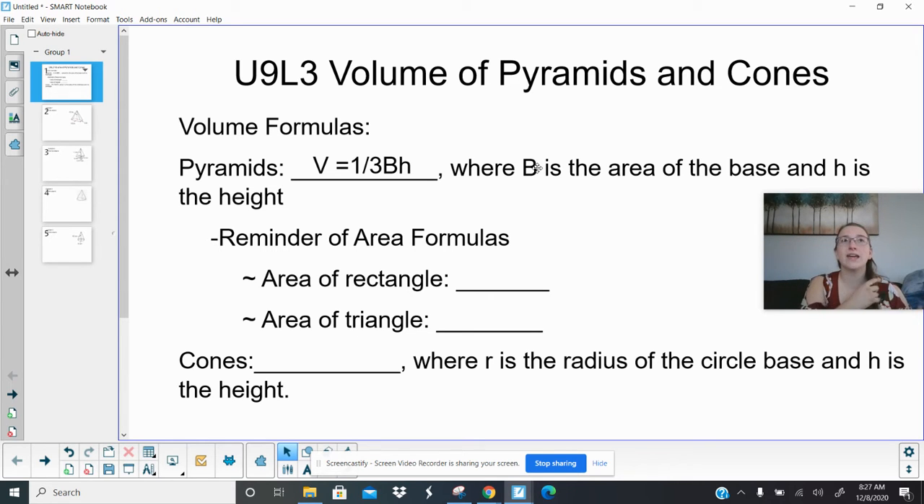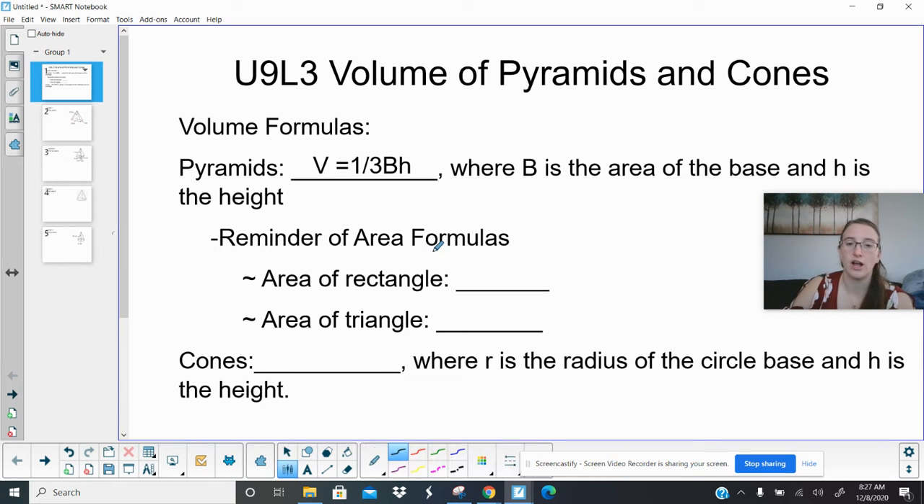Like I said, we can have really fancy pyramids. We can have pentagonal pyramids, where the base is a pentagon. We can have hexagonal pyramids, where the base is a hexagon. But the area of pentagons and hexagons is something we haven't learned. So the only two bases you're going to be working with are a base of a rectangle and a base of a triangle. So let's recall from yesterday's lesson, what was the area of a rectangle?